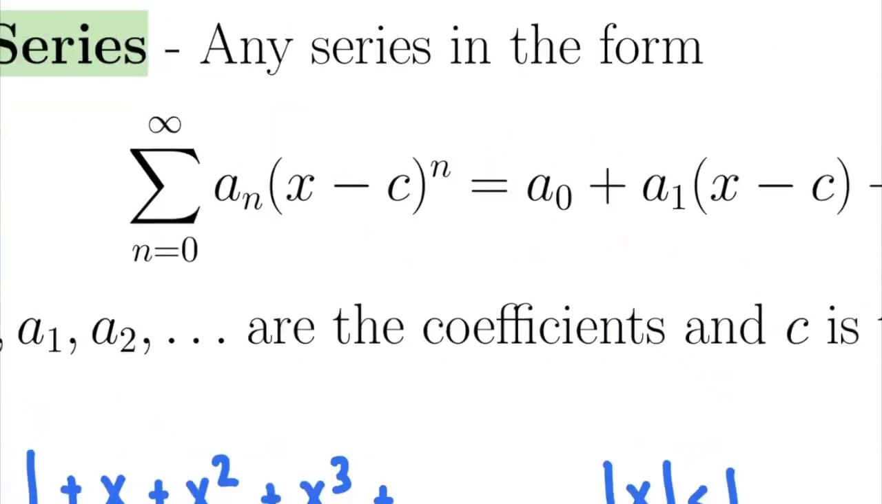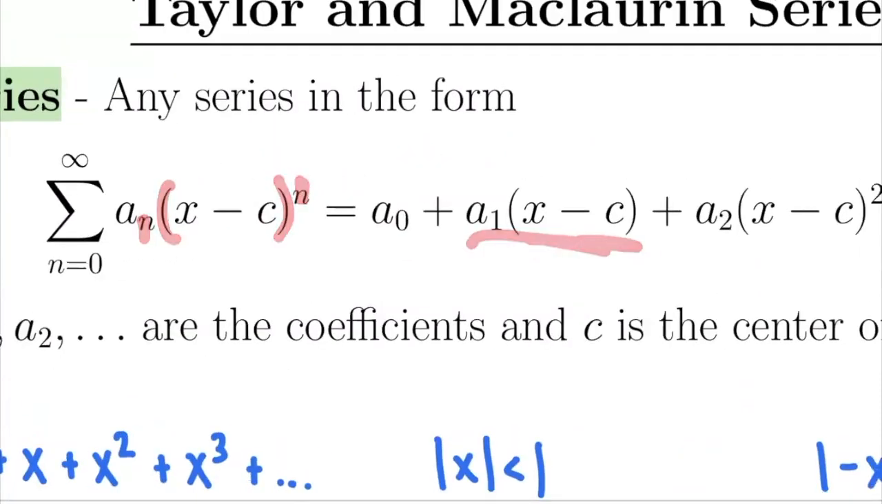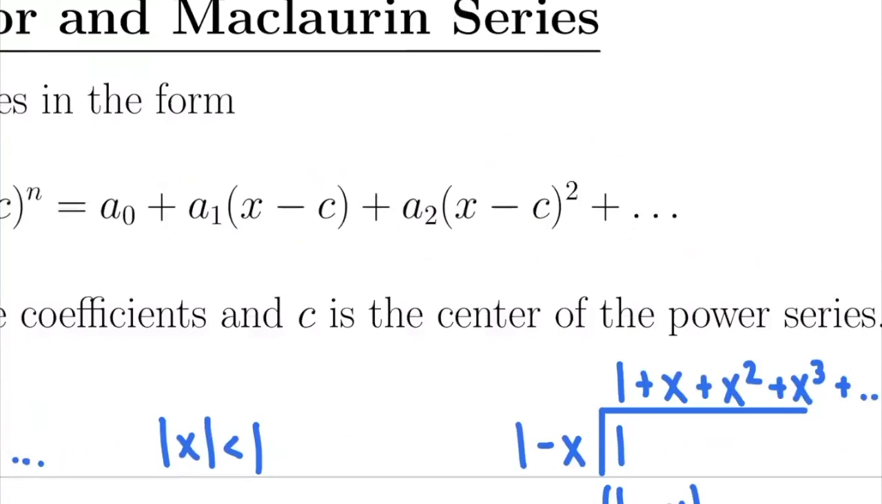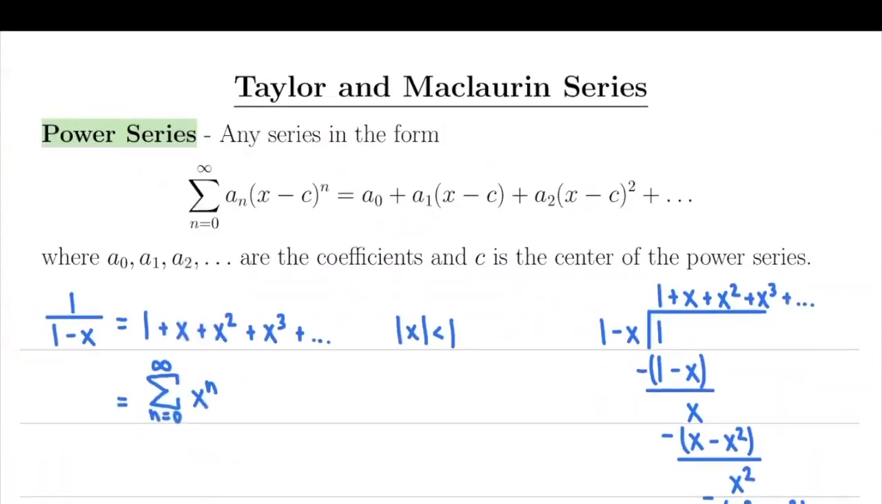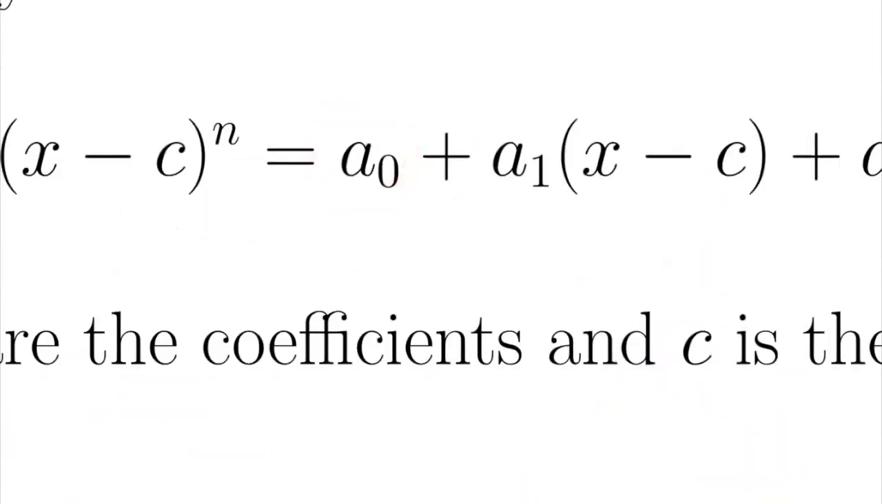And when n equals 1, you get a sub 1 times x minus c to the power of 1 right here. And of course, when you plug in 2, you're going to get a sub 2 times x minus c squared, and so on. That pattern goes on forever. And so this is the general form of a power series. And like I said earlier, a sub 0, a sub 1, a sub 2, those are called the coefficients. And a sub 0 is called the constant coefficient because it doesn't have any x attached to it.